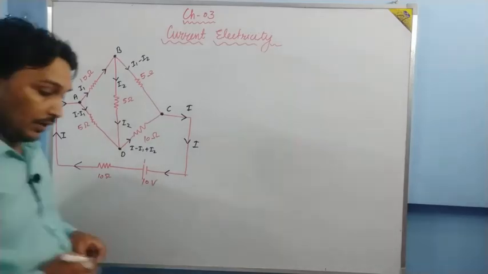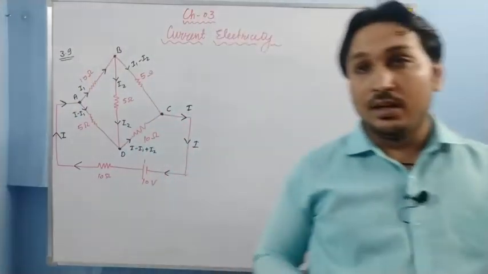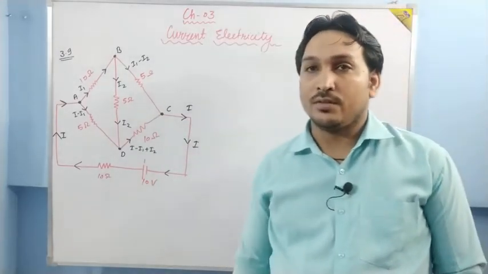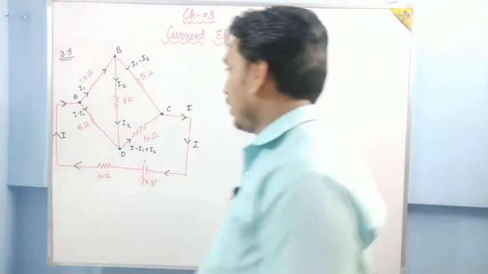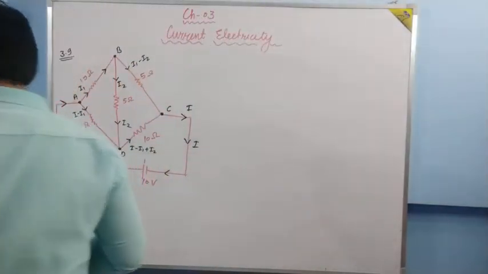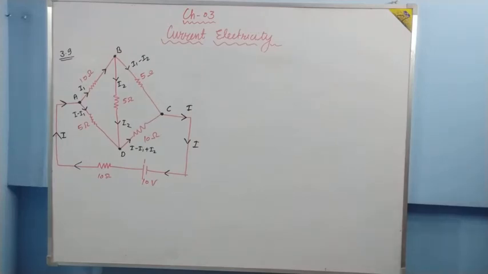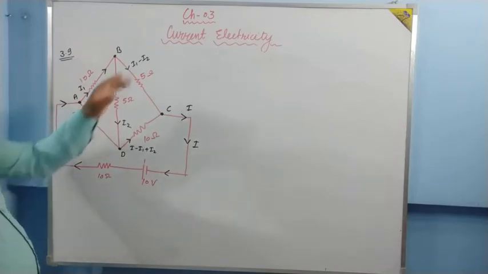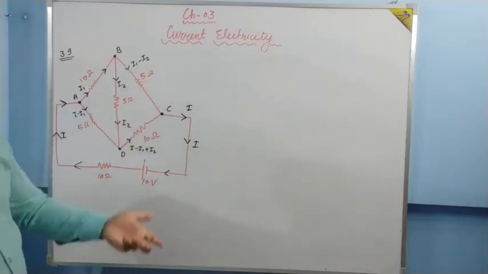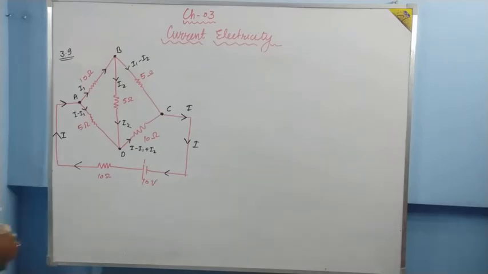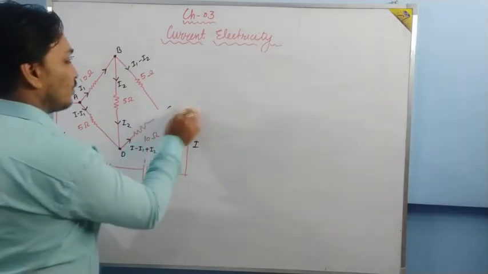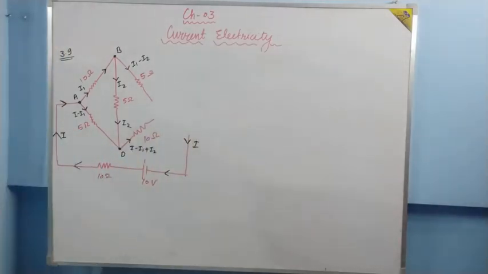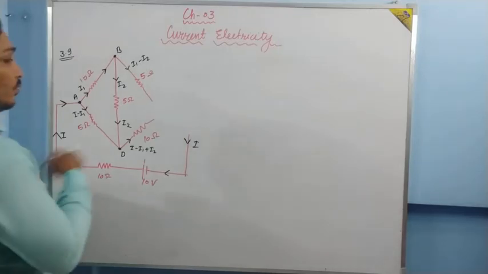One more thing I should have discussed in the starting only. This circuit looks like a Wheatstone bridge, but it is actually not. Why am I saying so? Because just see the ratio: 10 is to 5, which is 2 to 1, and 5 is to 10, which is 1 to 2. The ratio is just reversed. So this is basically the condition of an unbalanced Wheatstone bridge.